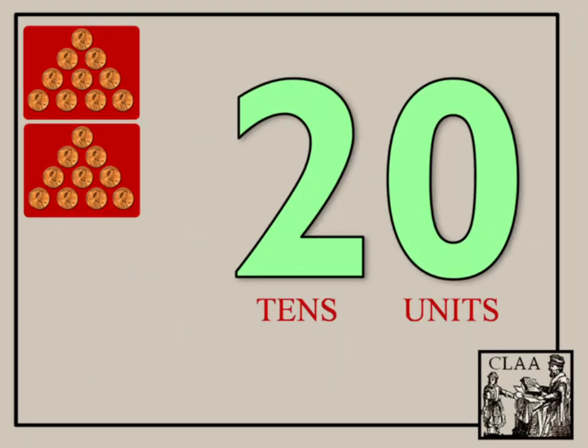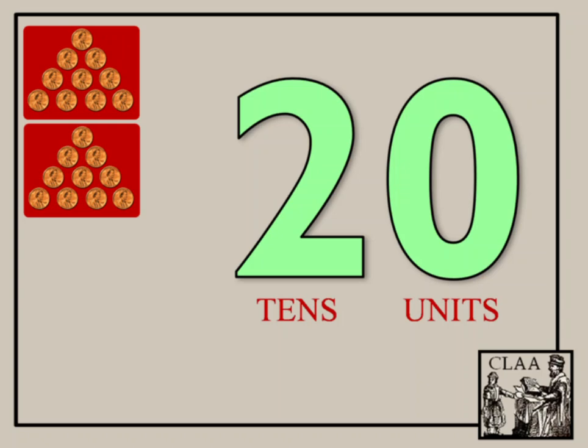Before we go on in this lesson, let's remind ourselves of what the number 20 means. The number 20 is written 20. The 2 tells us how many sets of 10 there are. There are 2 sets of 10. The 0 tells us that there are 0 units more. The number 20 means 2 sets of 10 and 0 units more.